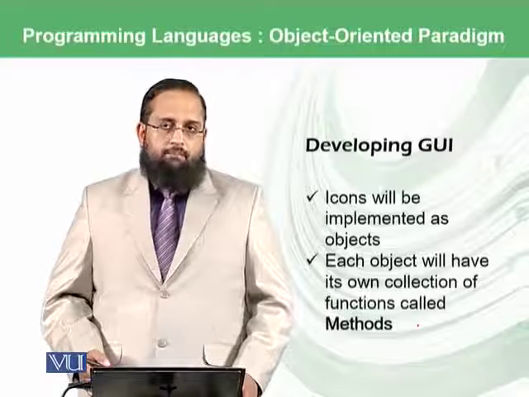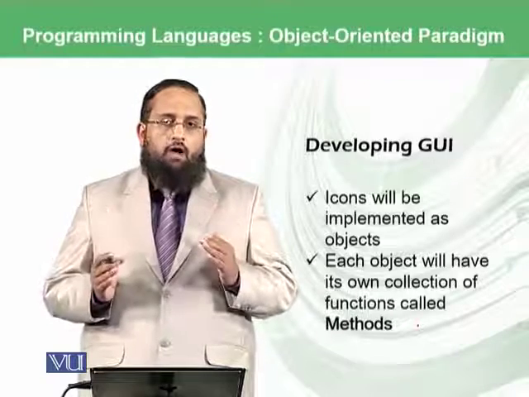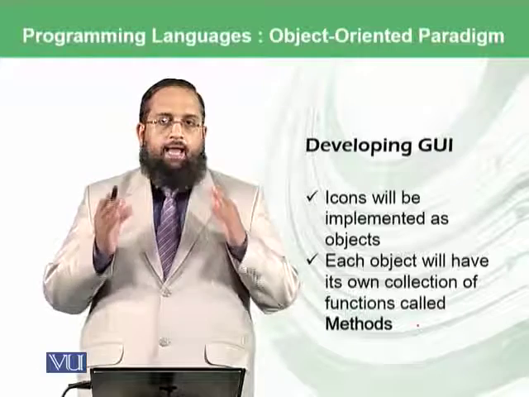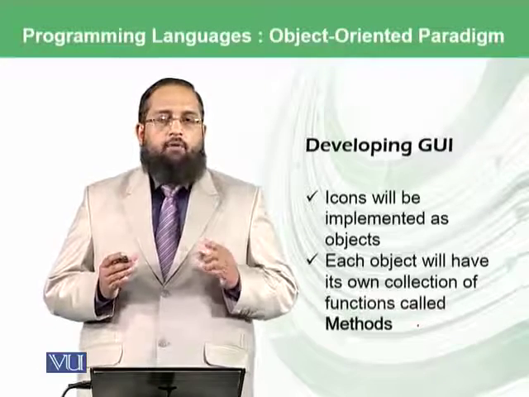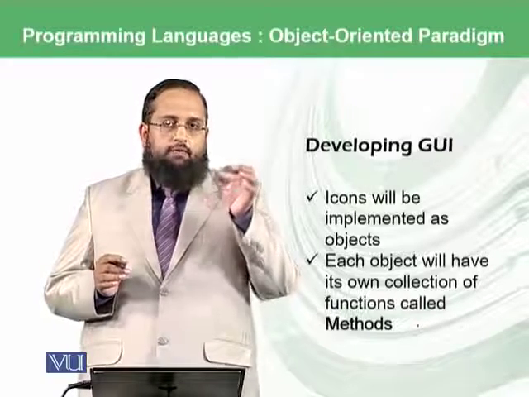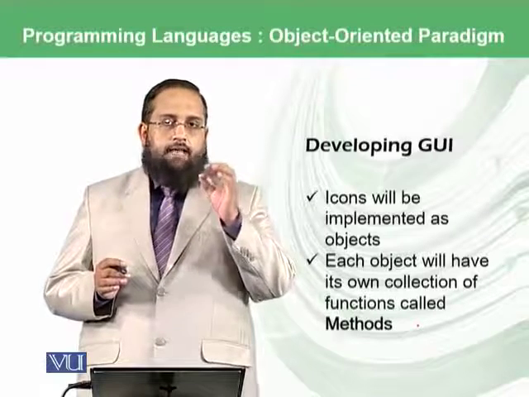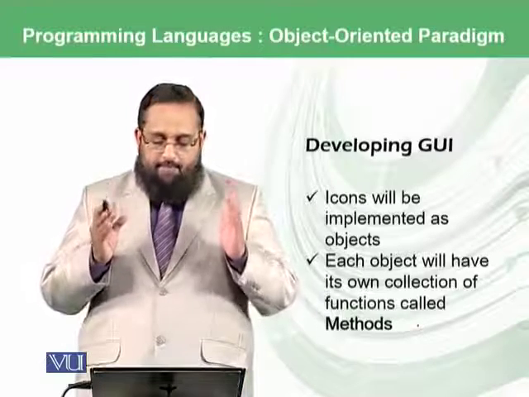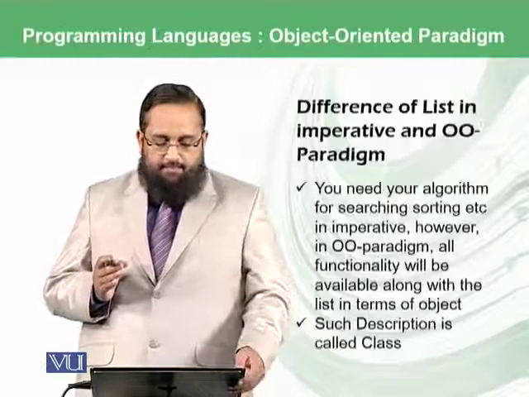So let's have an example. If you are going to develop a GUI, all of the icons on a GUI will be implemented as objects in the object-oriented paradigm. So for example, on a graphical user interface, you have buttons, you have text boxes, you have different icons. All of them will be considered as objects. And each object will have its own methods, a collection of functions called methods as well.